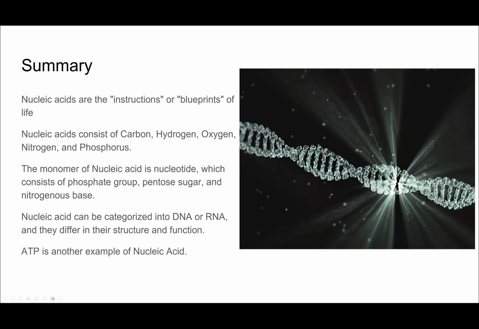So to summarize it, nucleic acids are the instructions or blueprints of life. Nucleic acids consist of carbon, hydrogen, oxygen, nitrogen, phosphorus. The monomer is nucleotide, which has phosphate group, pentose sugar, and nitrogenous base. It can be categorized into DNA or RNA, which differ in structure and function. ATP is also another example of nucleic acids.